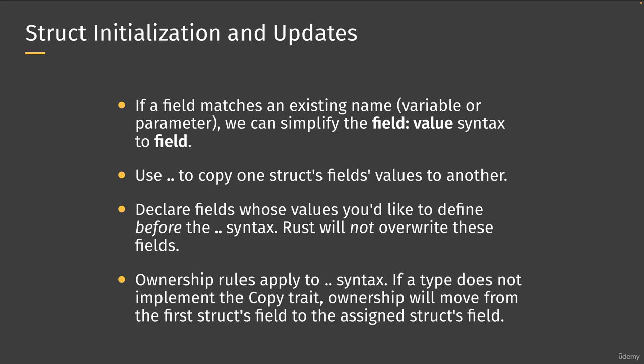It's important to note that ownership rules apply to that double dot syntax. So if a type implements the copy trait, not a problem, because Rust will create a complete copy of it for the second struct. But if a type does not implement the copy trait, ownership will move from the first struct's field, which was the owner, to the new second assigned struct's field. The exact same field name, but in a different struct. So you have to be careful, because for any type that does not implement the copy trait, you probably want to create a clone or a manual explicit copy of that data to avoid that movement of ownership.